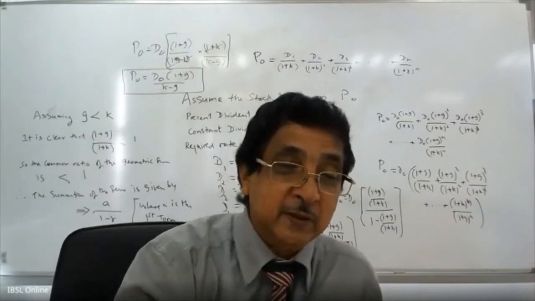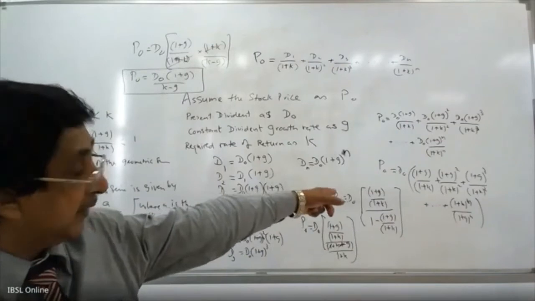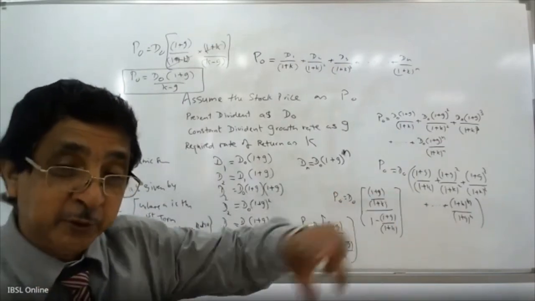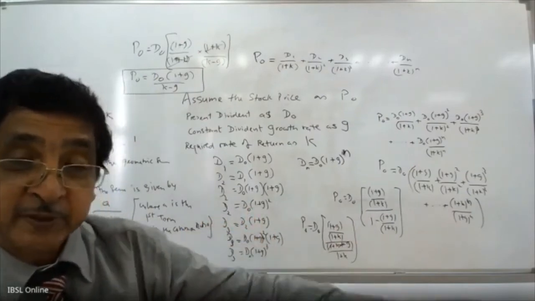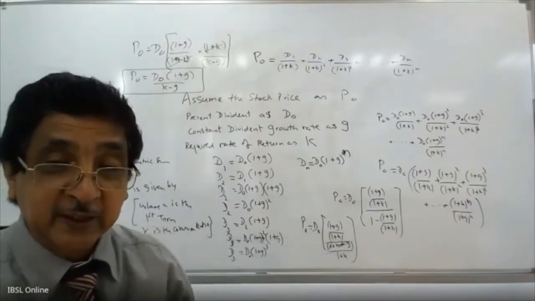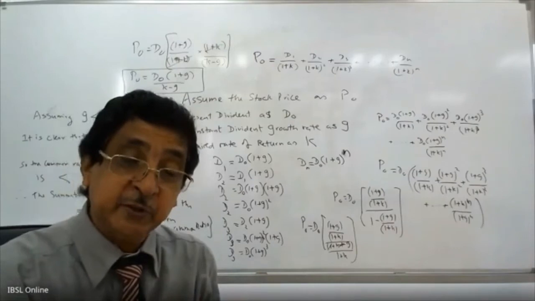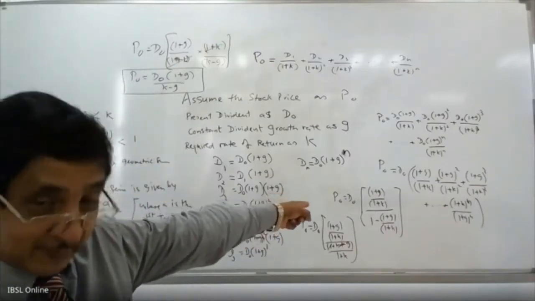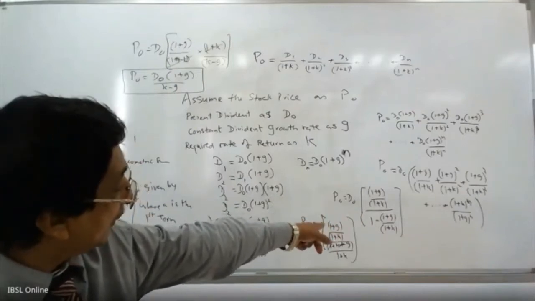Right. Now the final part. I just used the formula there. In the formula I told you, for a geometric series of infinite number of terms, you get a summation as A divided by 1 minus R. A is the first term, R is the common ratio. Then A is 1 plus G over 1 plus K. Then in the denominator, you get 1 minus 1 plus G over 1 plus K.